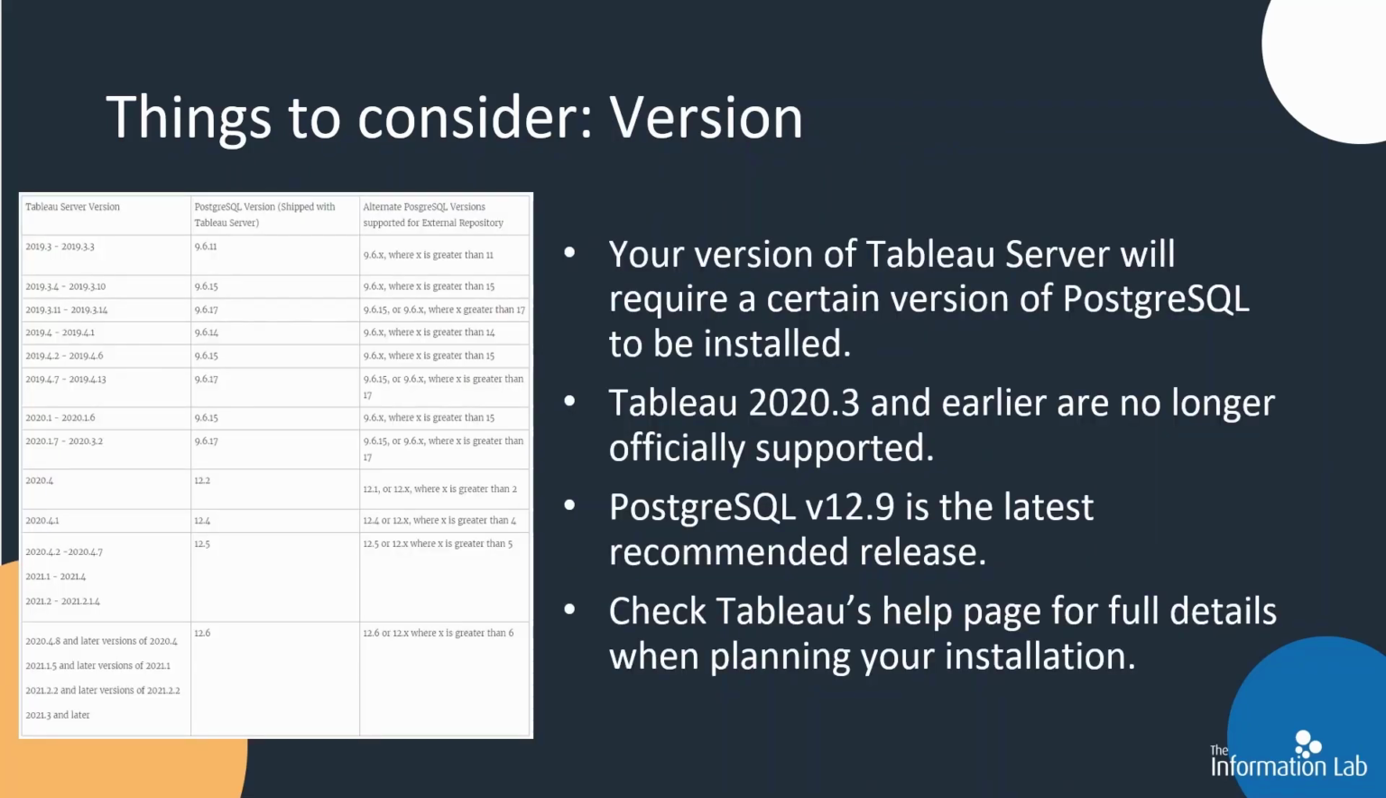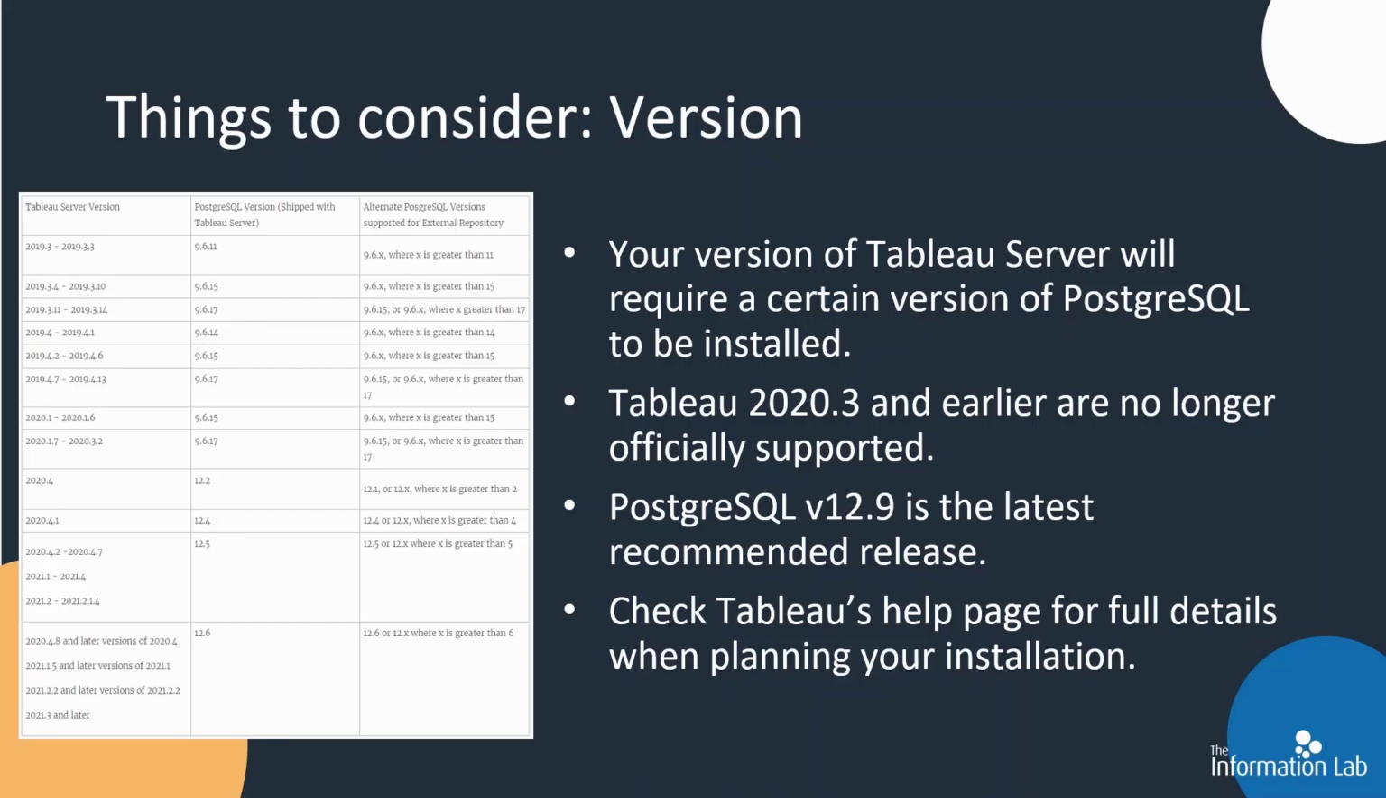As I say, version is quite important. So the version of Tableau Server that you have, depending on that version, you need a certain version of Postgres to be installed as well. It's worth pointing out that version 2020.3 and earlier are no longer supported as of November this year, because they used the older version of Postgres. So you can see over on the left-hand side there, the list of server version versus Postgres SQL version that comes baked into Tableau.